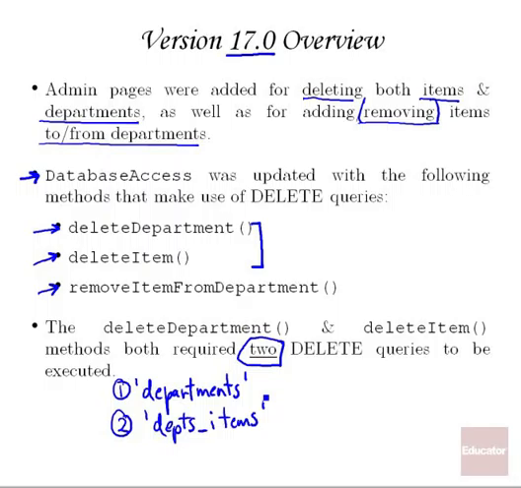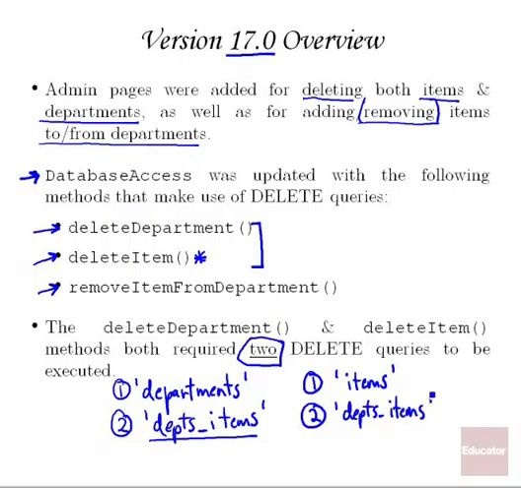Likewise, when we are trying to delete an item, we're going to be deleting a row from our items table. And at the same time, we're also going to be needing to delete rows from this departments items linking table. The reason for that is that the item we're deleting might be in a particular department, and it doesn't make sense to have an item that's no longer existent associated with a department. So both of those are actually going to run two separate delete queries, and we're going to look at the code for that. Remove item from department, on the other hand, is just going to have one query.